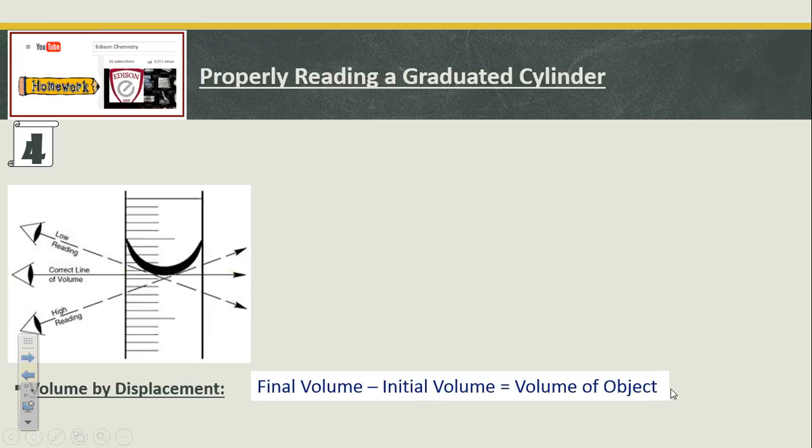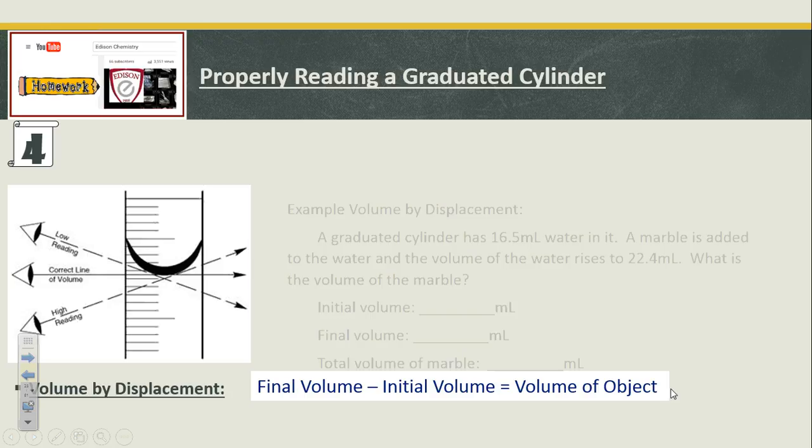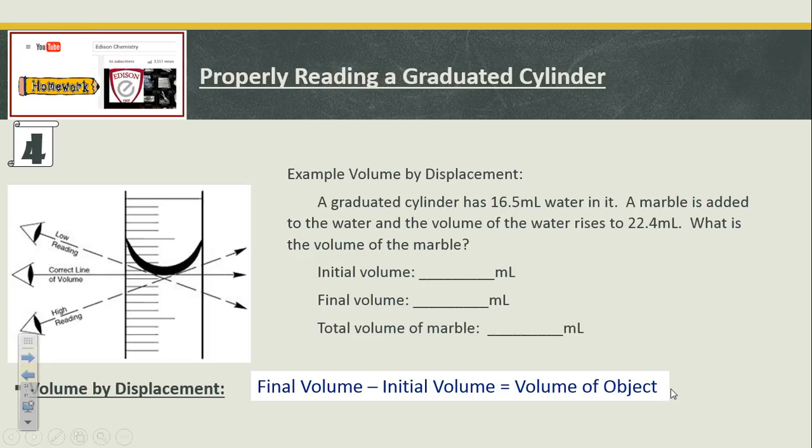Volume by displacement is very simple to do, but you have to remember that you subtract the initial volume from the final volume to figure out how big the volume of the object was. Here's an example. The graduated cylinder has 16.5 mL of water in it. The marble is added to the water and the volume rises to 22.4. You might be thinking, of course it's going to go up. But what is the volume of the marble?